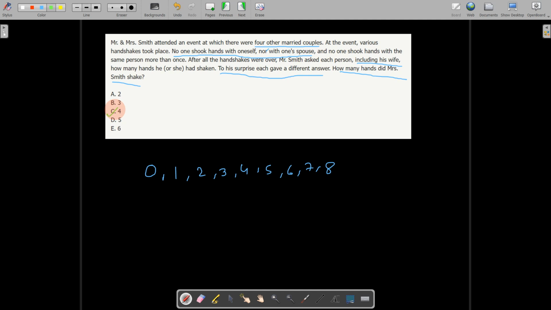So this is a very good and tricky question to answer. The trick of this question is identifying the 9 distinct integers and identifying who were the couples who have not shaken hands with each other.